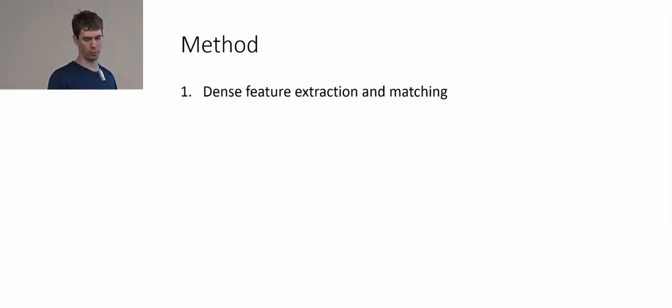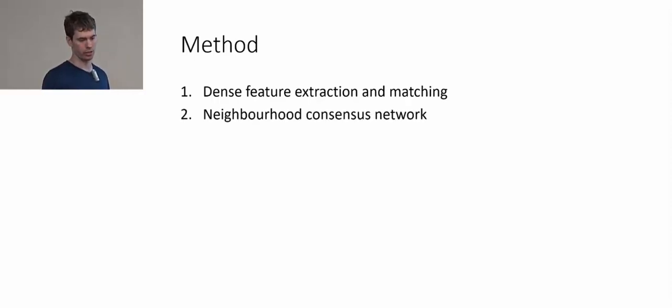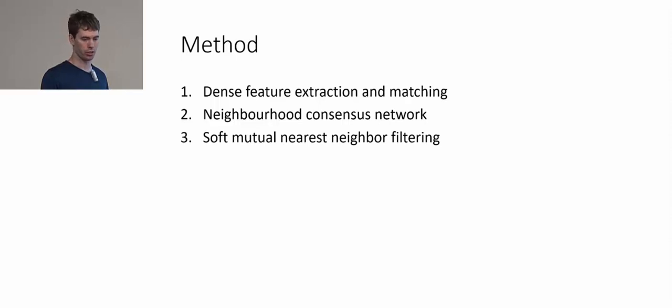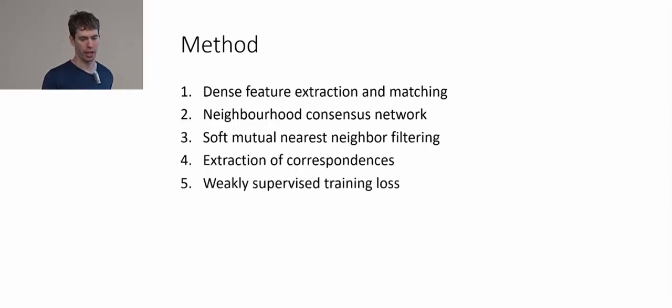So the method can be broken apart into 5 different components we show here: dense feature extraction and matching, neighborhood consensus network, soft mutual nearest neighbor filtering, extraction of correspondences, and weakly supervised training loss.